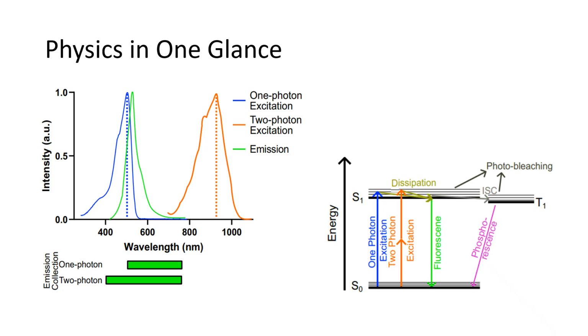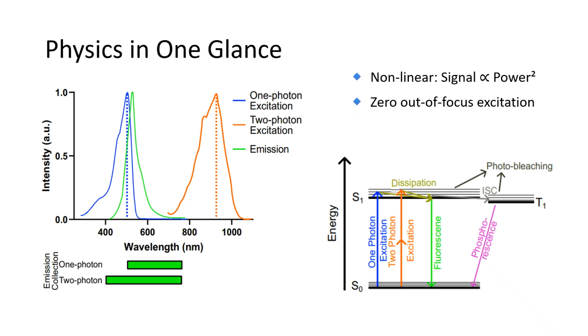Near-infrared light also scatters an order of magnitude less than blue or green light, so we reach deeper with a higher signal-to-noise ratio. Keep three phrases in mind: nonlinear power-squared dependence, zero out-of-focus excitation, and lower scattering of near-IR photons. They are the physical pillars of all modern two-photon instruments.